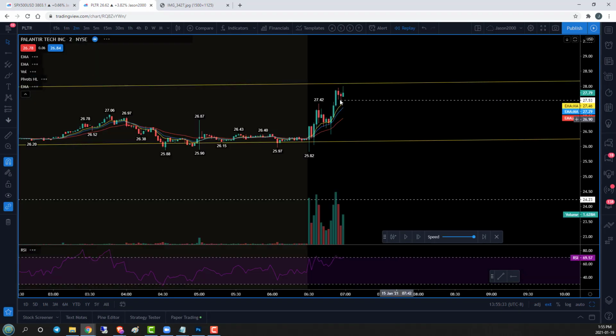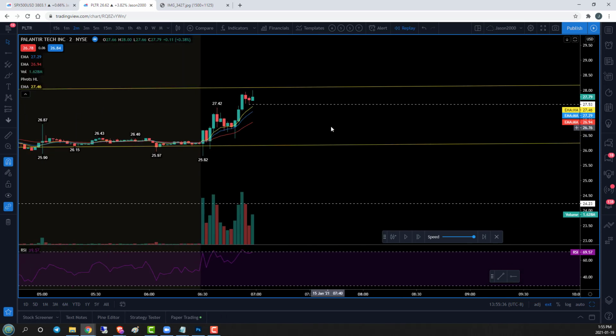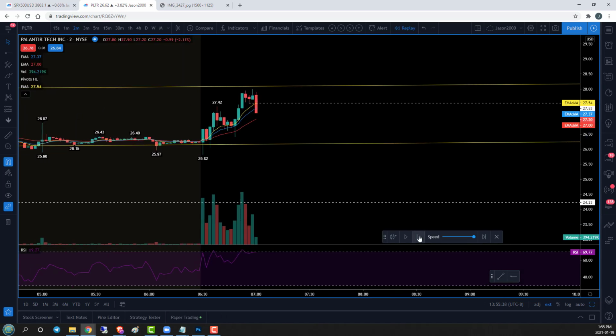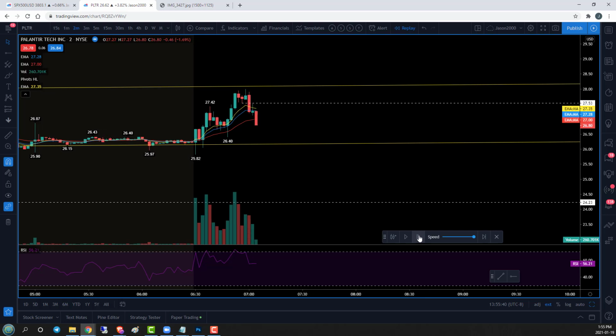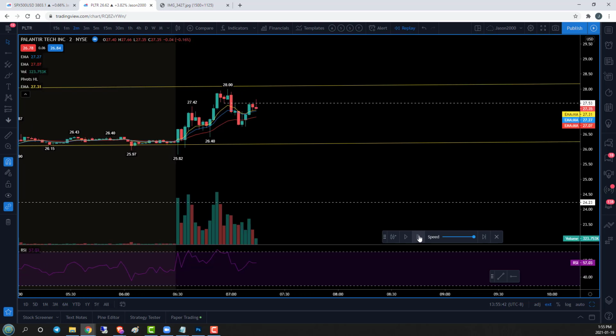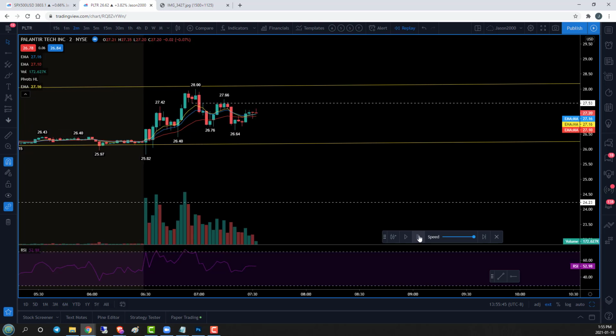2-minute time frame PLTR. We have a little bit of a 2-minute bull flag. Loss of 27.53 is going to cause an issue for us. And in fact, we see that price come all the way down. And we sort of ruined that day.